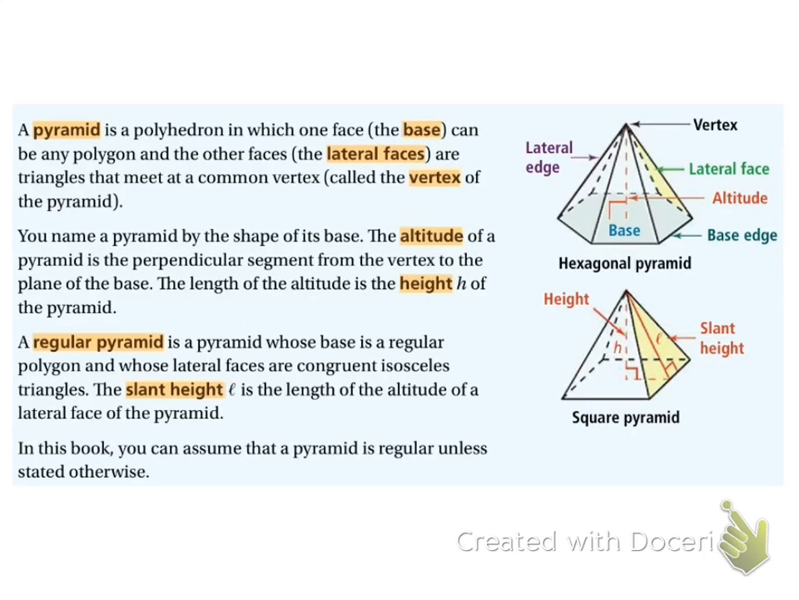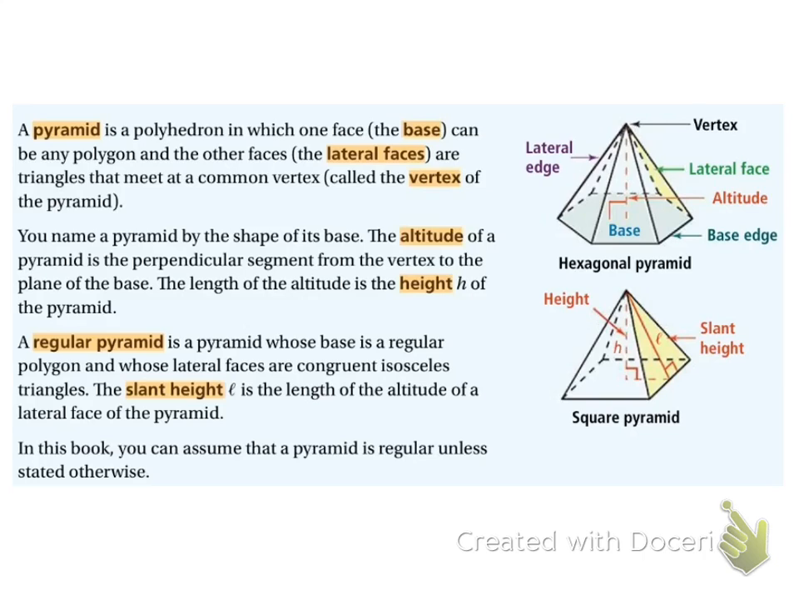This is 11.3a of geometry. So we're going to start talking about pyramids. We've talked about prisms and we've talked about cylinders. But now we're going to talk about pyramids, which has one base. Okay, so just this base on the bottom here.